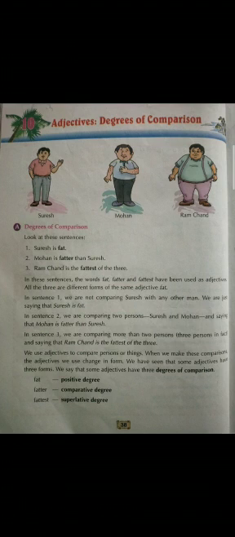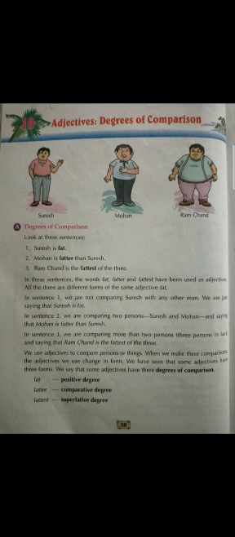So a positive degree is related only to one person. For comparative degree, the comparison is done between two people, and for superlative degree, the comparison is done for more than two people. Let us have another example. Neha is tall. Positive degree. Nisha is taller than Neha. Over here, comparison is done between two people. So this becomes comparative.